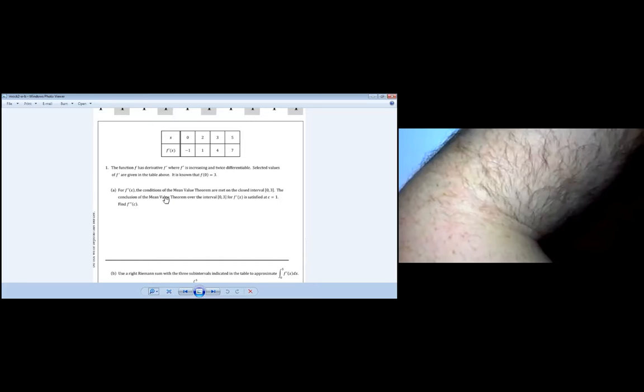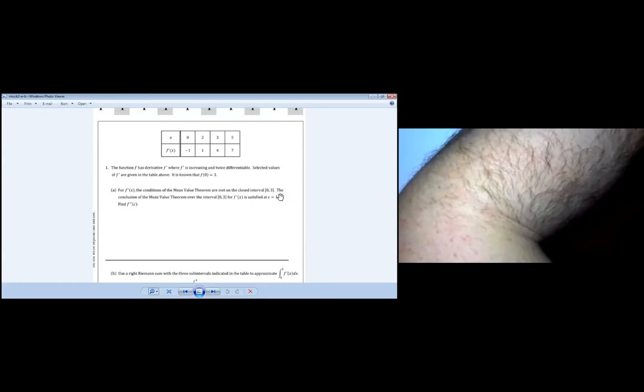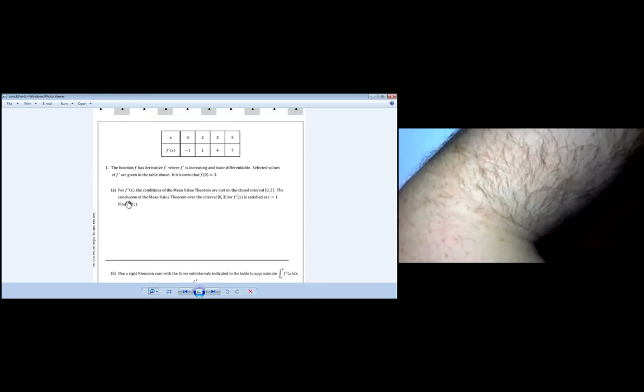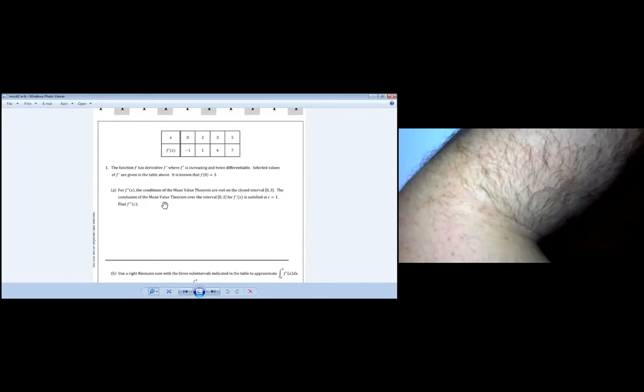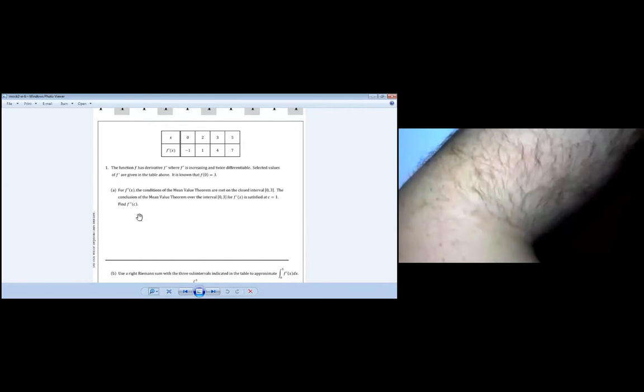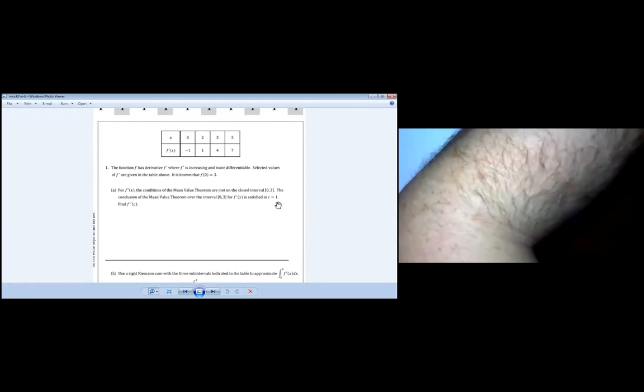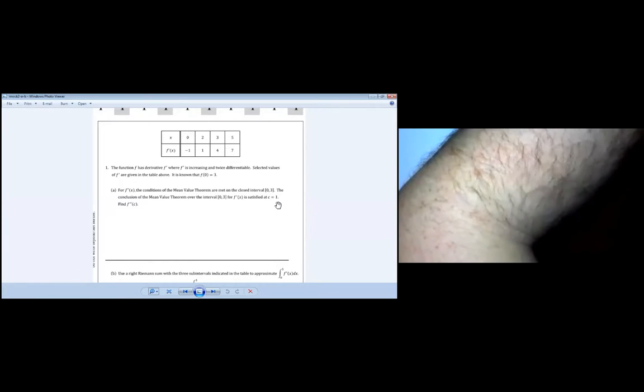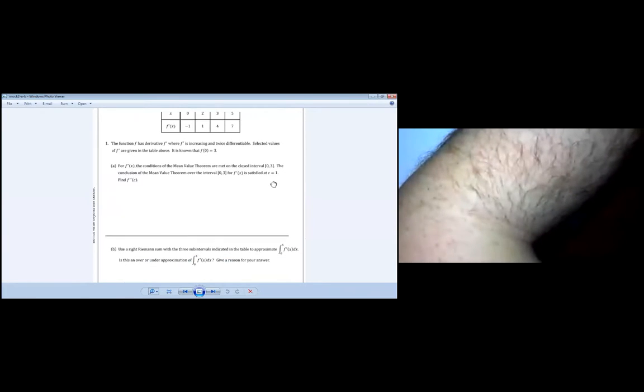For f prime, the conditions of the mean value theorem are met on the interval 0 to 3. The conclusion of the mean value theorem over the interval 0 to 3 for f prime is satisfied at c equals 1. Find f double prime. Without giving it away, you have to graph this, look at the mean value theorem, and think about what it means when they say it's satisfied. They tell you the slope of that line. See what you can piece together with that.